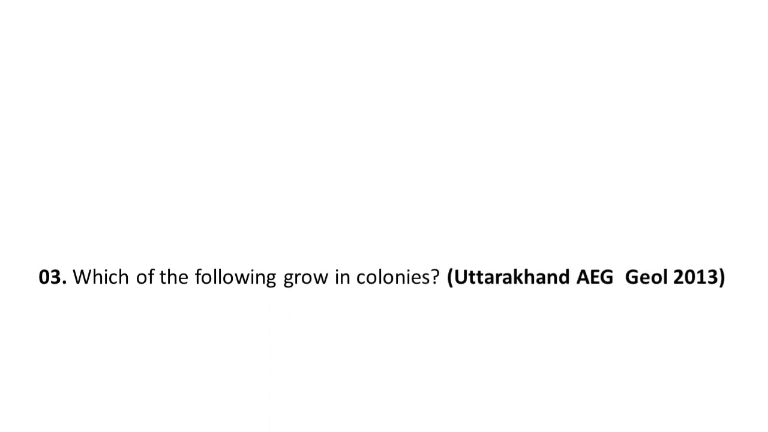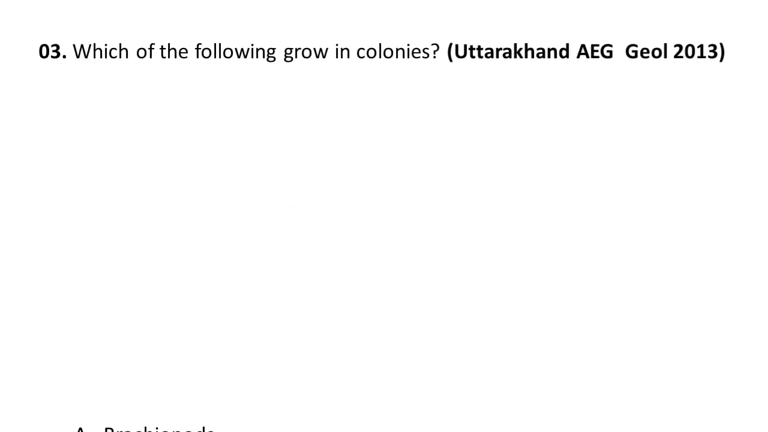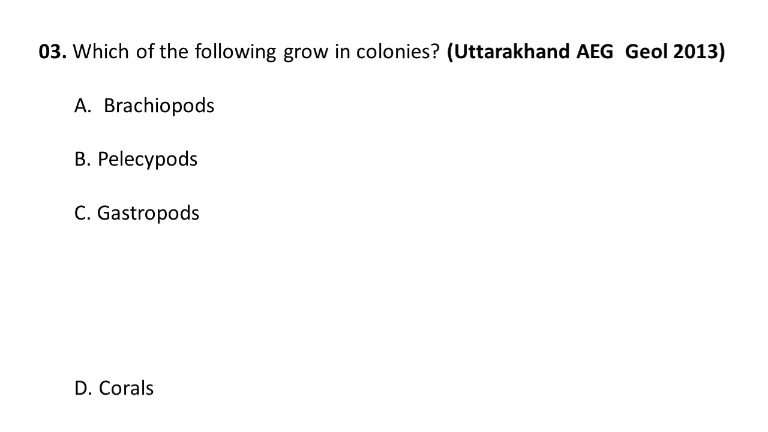Next question. Which of the following grow in colonies? The choices are A. Brachiopods, B. Pelecypods, C. Gastropods and D. Corals. So, obviously corals live in colonies. Most coral species grow in colonies which are made up of many individual polyps that form a larger structure. A colony can contain anywhere from a few to thousands of polyps and can grow to be very large and weigh several tons as well. So, D. Corals is the correct option.